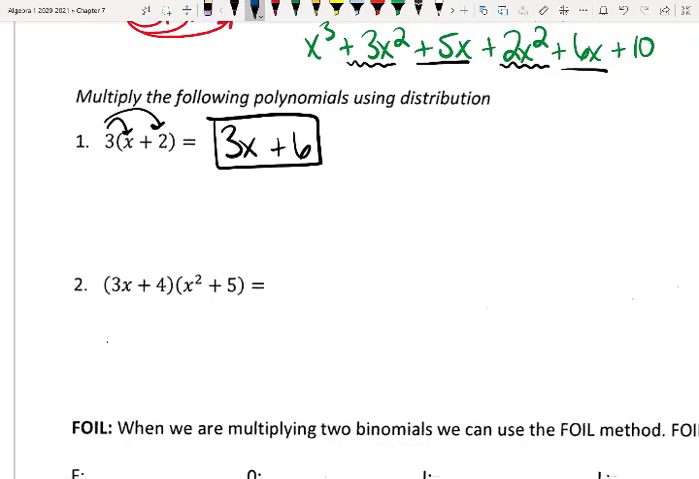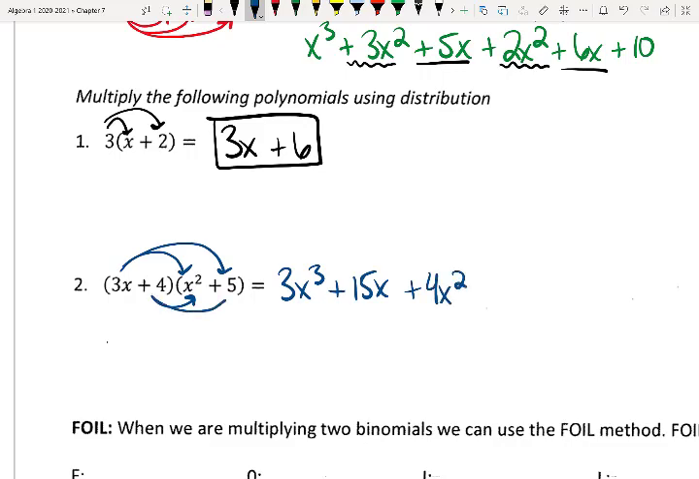Okay, down below for number 2, I've got to distribute my 3x into both of them. So 3x times x squared is 3x cubed. 3x times 5 is 15x. 4 times x squared is 4x squared. 4 times 5 is 20.